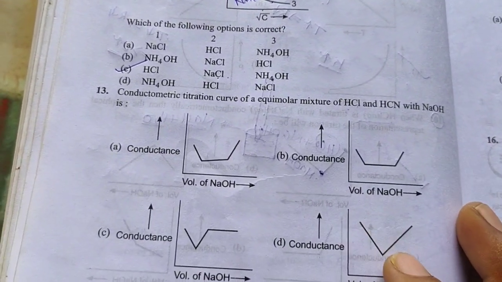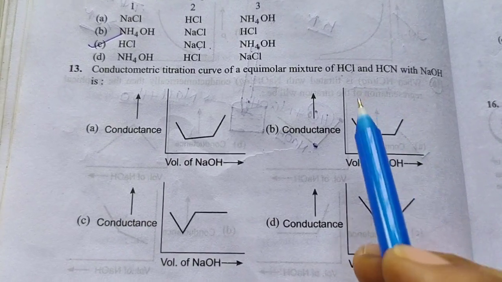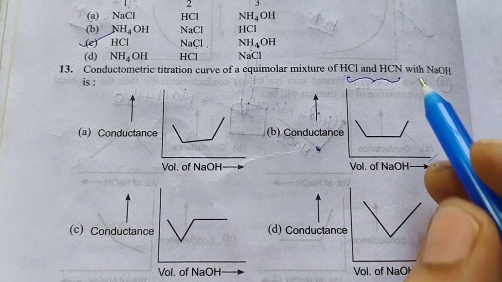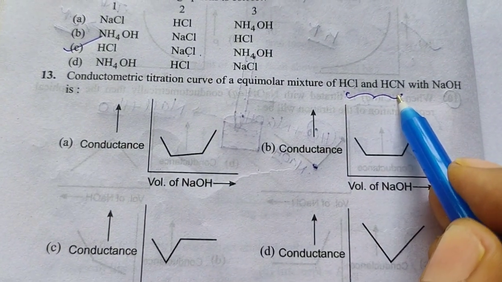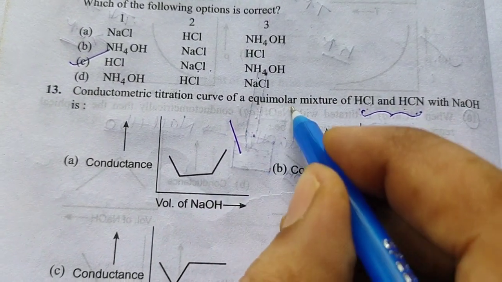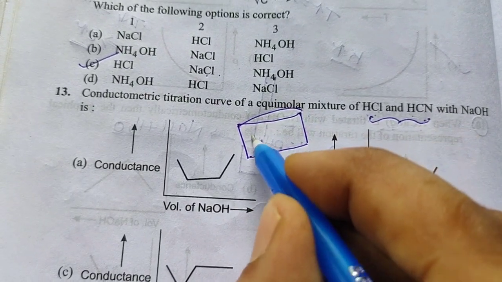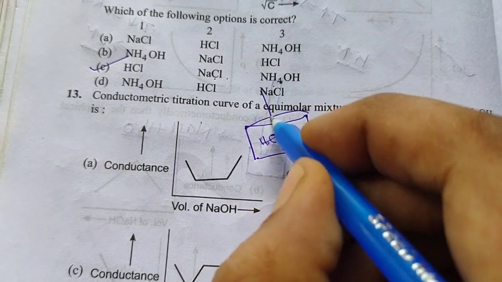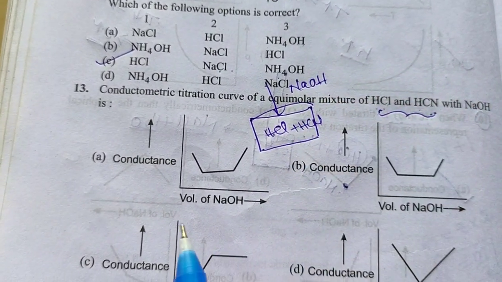Next, again a conductance graph, a titration graph. Two acids, one is strong and another one is weak. The beaker contained two acids, HCl and HCN. NaOH is added to that beaker.